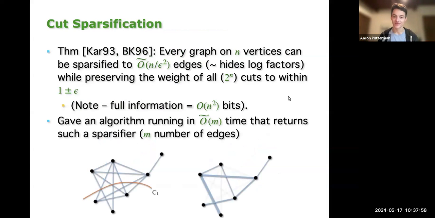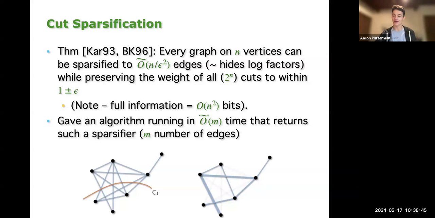It turns out, due to beautiful work of Karger in the 1990s, that this is a very general property. In particular, every graph on n vertices can be sparsified to essentially a linear number of edges, hiding some log factors, O tilde of n over epsilon squared edges, while still preserving the weight of all 2 to the n cuts to within a 1 plus or minus epsilon factor. This is very non-trivial, because we've gone from a standard graph, which can have as many as order n squared edges, so order n squared bits to describe the graph, to a representation that requires only a linear number of bits. Yet for every possible cut, and again there are 2 to the n possible cuts, we have preserved the size to within a 1 plus or minus epsilon factor.